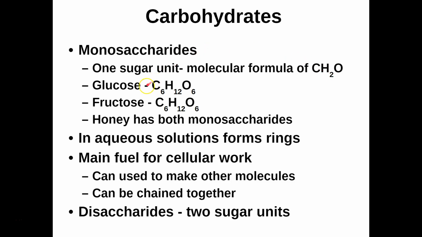So I have glucose and fructose listed here. You would consider these monosaccharides or single sugar units. And you see that they have the same formula. Well, as we're going to see in a moment, these two are actually what are referred to as isomers of one another. They have the same number of carbons, same number of hydrogens, same number of oxygens, but they're actually shaped slightly differently. And honey has both of these glucose and fructose monosaccharides within it.